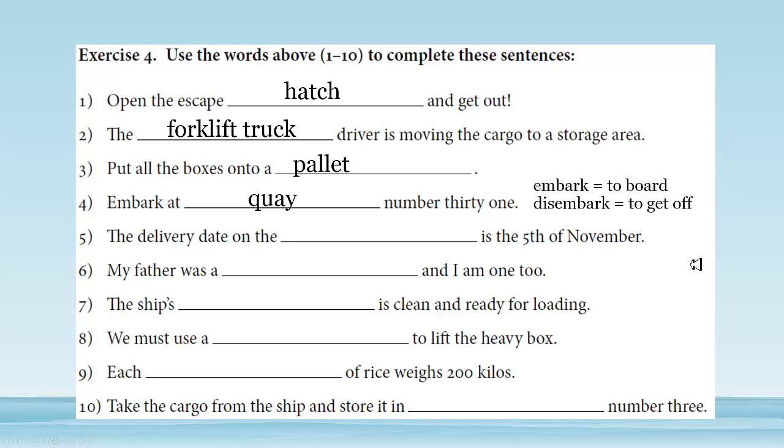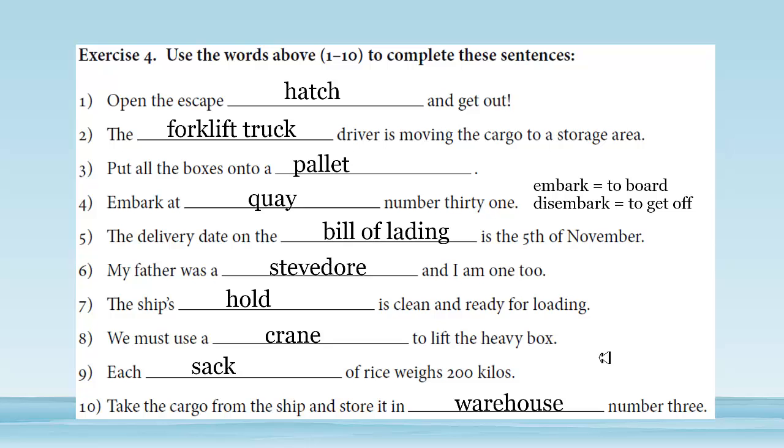The delivery date on the, I would say, bill of lading, yes, is the 5th of November, the expected date of delivery. And then my father was a stevedore, and I am one too. Not for very much longer, it doesn't look like. The ship's hold is clean, ready for loading. We must use a crane or a derrick to lift the heavy box, and each bag or sack of rice weighs 200 kilos. Take the cargo from the ship and store it in warehouse number 3.